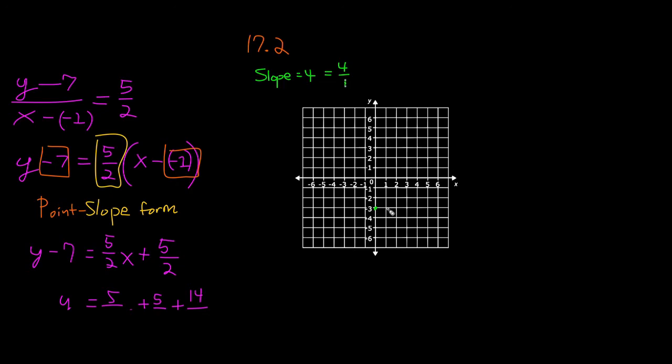So for every 1 x we move in the positive direction, we move 4 y's in the y positive direction. 1, 2, 3, 4. So there's our line. Let's see, can we put this in point-slope form? We have our slope and we have a point at 0, -3. With those two facts, we can put this in point-slope form.